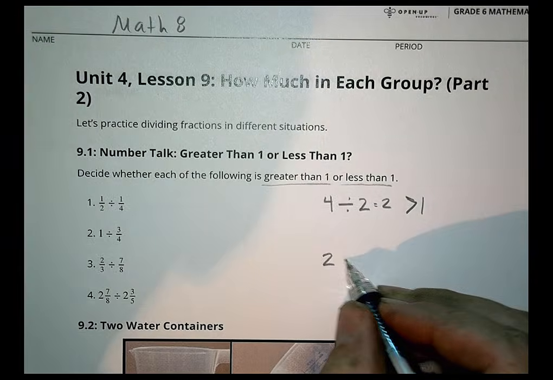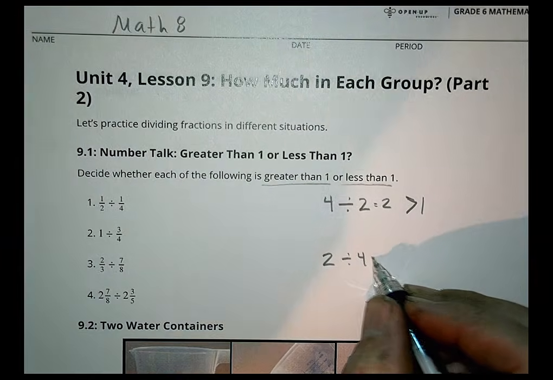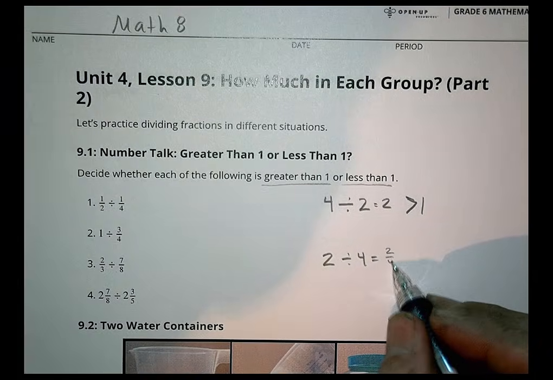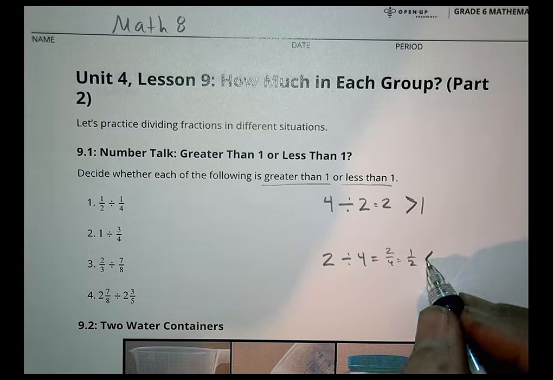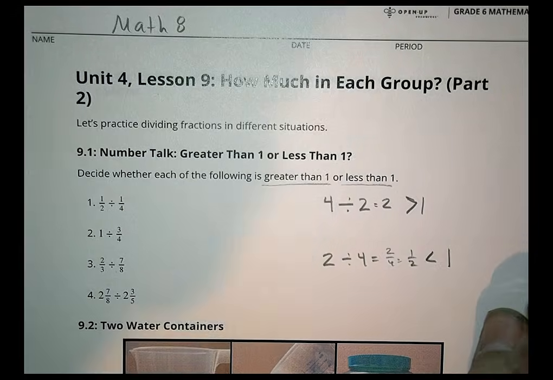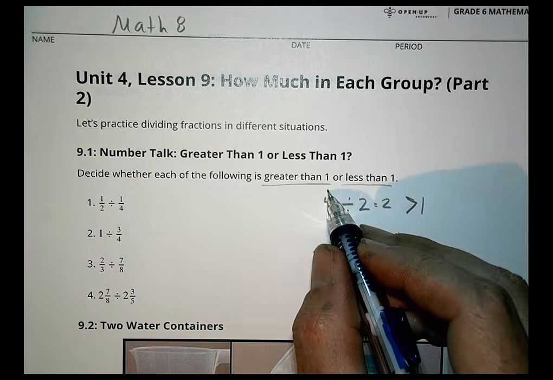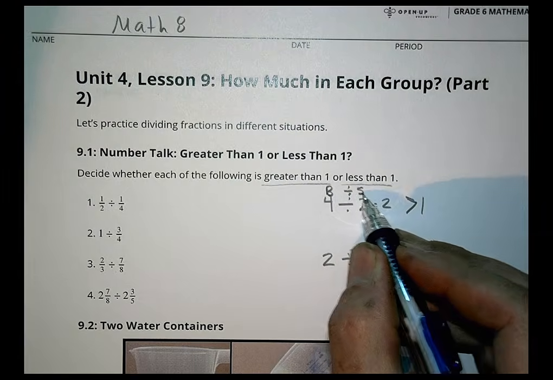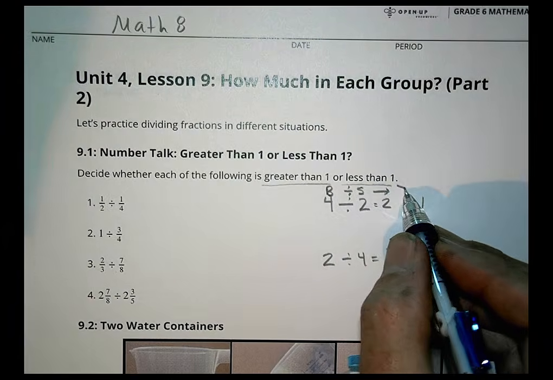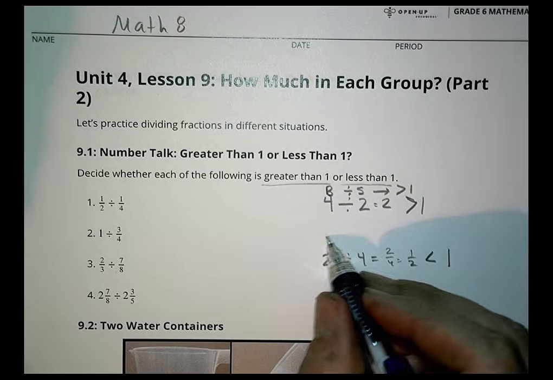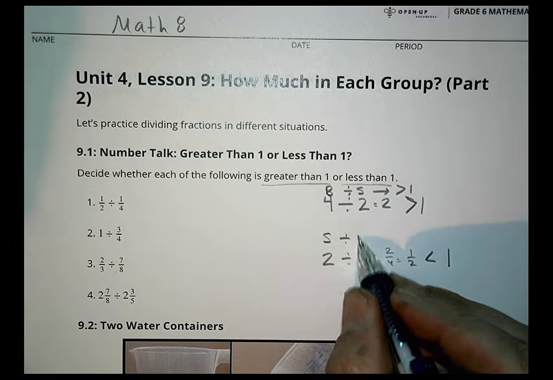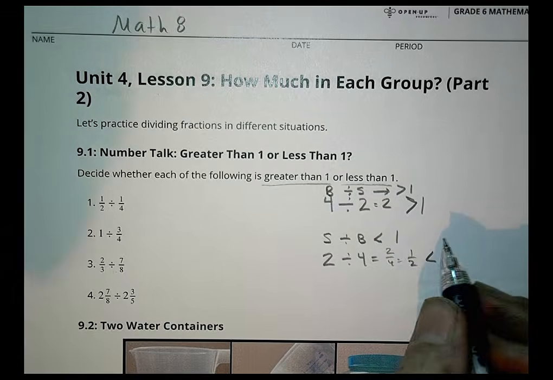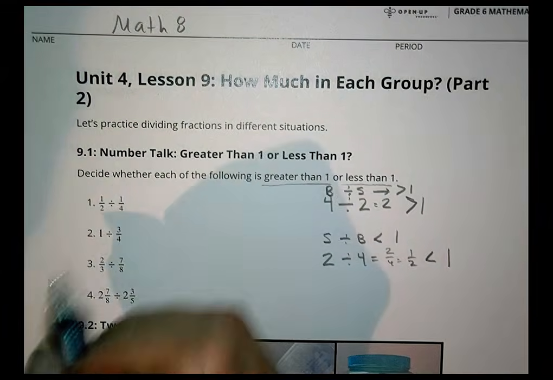If I had 2 divided by 4, how about that one? Well, 2 divided by 4 is equal to 2/4, which is equal to a half. That is less than 1. So one thing we tend to see here is that when I have a big number divided by a smaller number, I end up with something that is greater than 1. When I have a small number divided by a big number, I end up with something that is less than 1. Okay, so let's take a look at these fractions here.